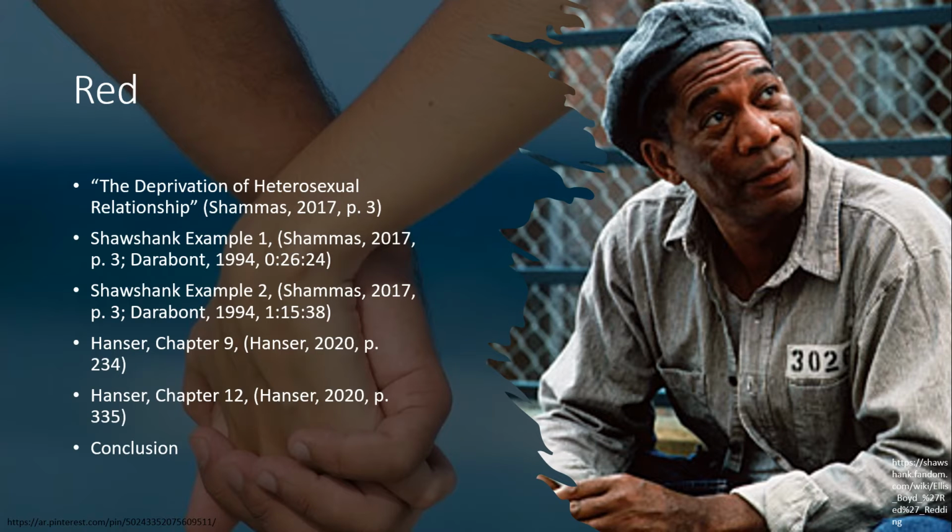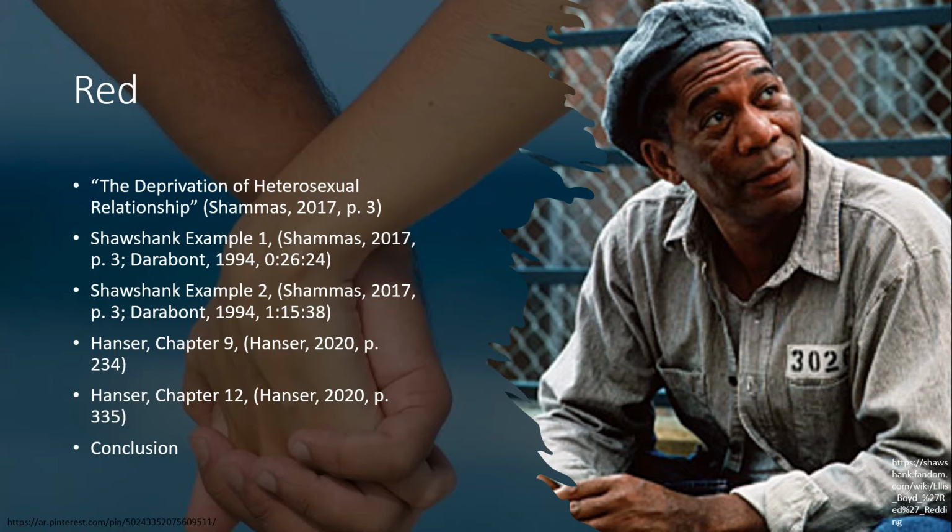The first character I will be looking at is Red from Shawshank Redemption. The pain of imprisonment that I have chosen for him comes from Shamas' 2017 article, Deprivation of Heterosexual Relationships. It is essentially where it tells how heterosexual relations are a profound loss for inmates. It is essentially how homosexual relations then become an outlet for inmates seeking that heterosexual relationship release.